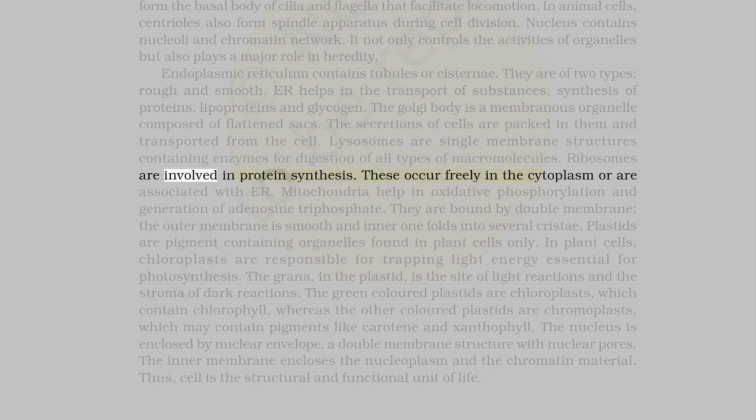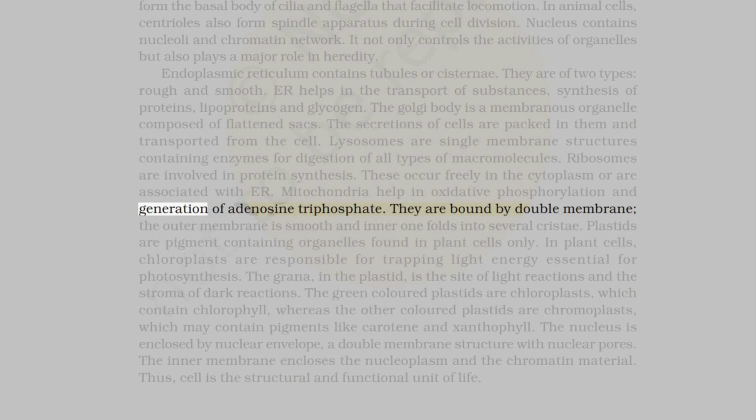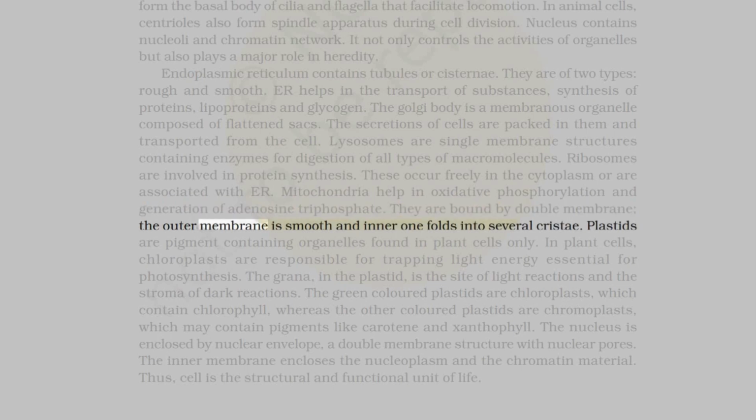Ribosomes are involved in protein synthesis. These occur freely in the cytoplasm or are associated with ER. Mitochondria help in oxidative phosphorylation and generation of adenosine triphosphate. They are bound by a double membrane. The outer membrane is smooth and the inner one folds into several cristae.